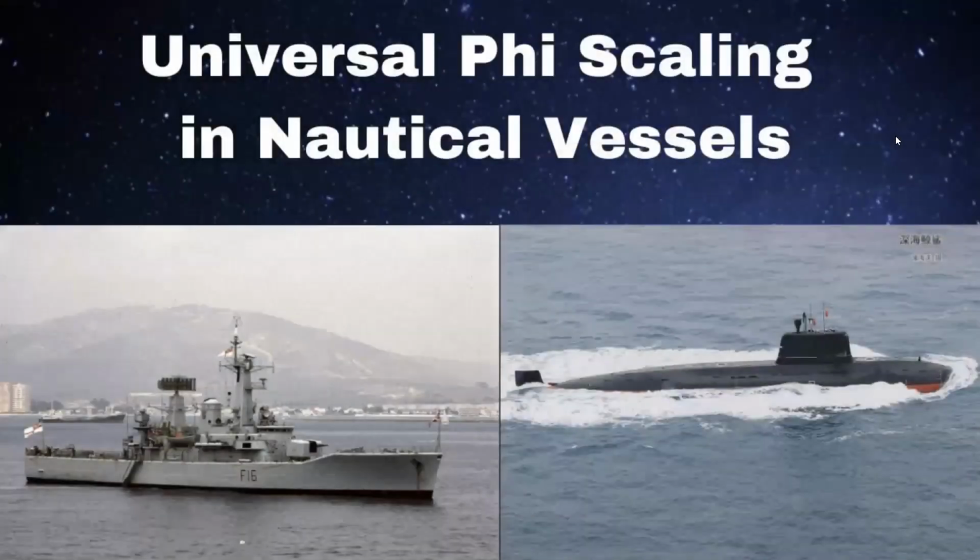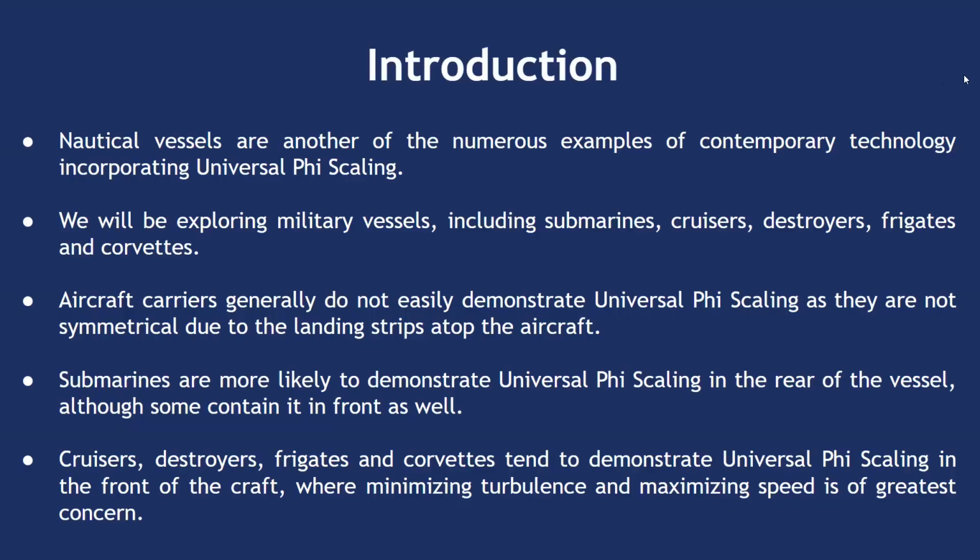So let's get started. The title for today's video is Universal Phi Scaling in Nautical Vehicles. By way of introduction, I wanted to tell you a few facts before we begin. Nautical vessels are another of the numerous types of contemporary technology that incorporate Universal Phi Scaling into their geometry. We're going to be exploring military vessels in this video, including submarines, cruisers, destroyers, frigates, and corvettes. We'll be defining all of those.